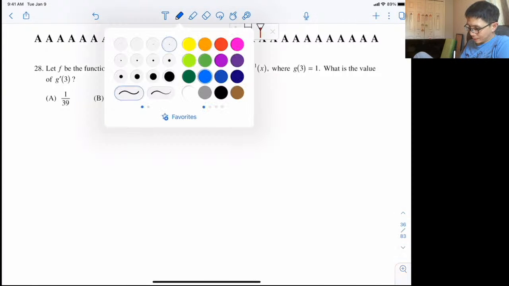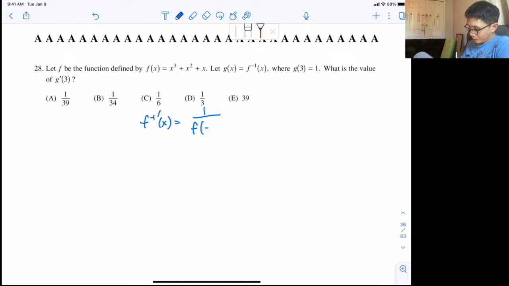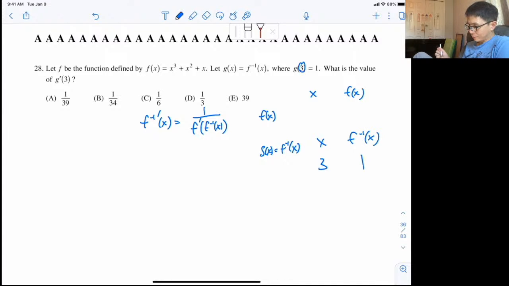So the formula says f prime of f inverse of x. Okay, so what you technically do is figure out that there is a coordinate swap. You know f of x, and g of x is equal to f inverse of x. That means you get an output, and at the inverse of x you also get the same thing, so you get x and f inverse of x. Because when x is equal to 3, that's equal to 1.